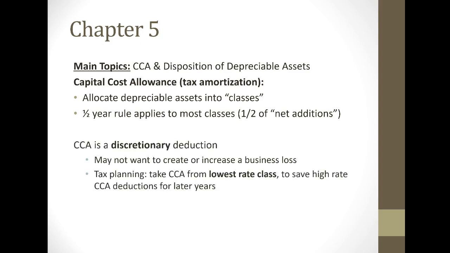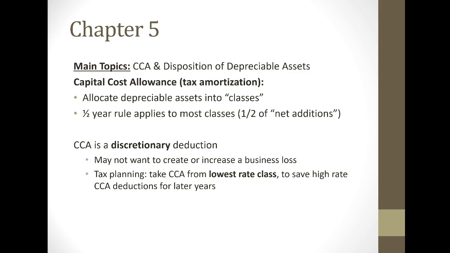We also talked about the fact that CCA is a discretionary deduction. Therefore, a company could take anywhere from 0 to the maximum amount. If a business already has a business loss, or if by taking CCA it could create a business loss, they may not want to do that, because remember, with business losses, they're treated as non-capital losses, and they only carry back 3 years and carry forward to 20 years before they expire.